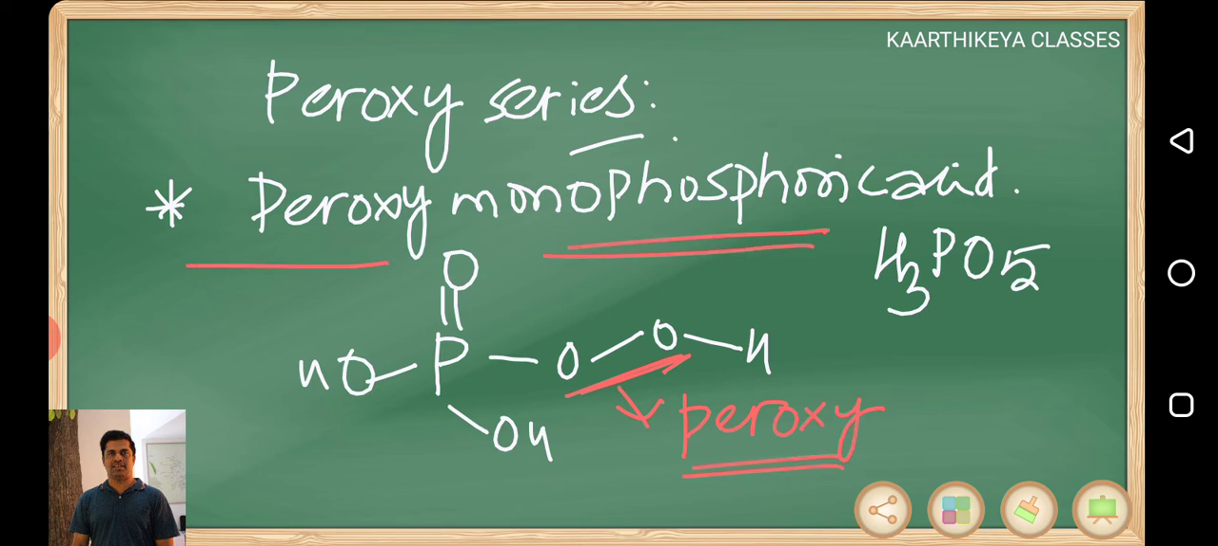Actually, it is called phosphoric acid only, orthophosphoric acid. In orthophosphoric acid, if one oxygen is extra, that is called peroxymonophosphoric acid. Number of OH groups are 3. So it is going to be a tribasic acid. Tribasic acid.